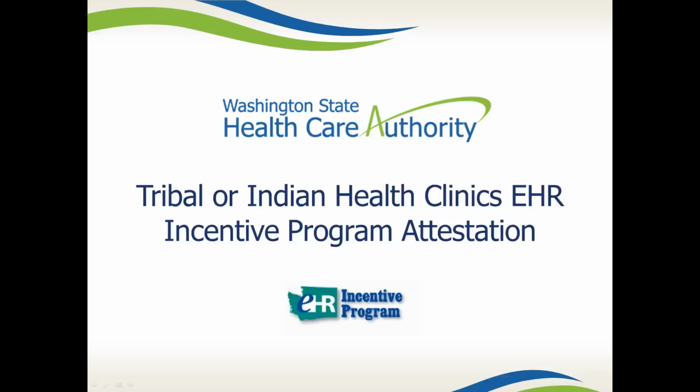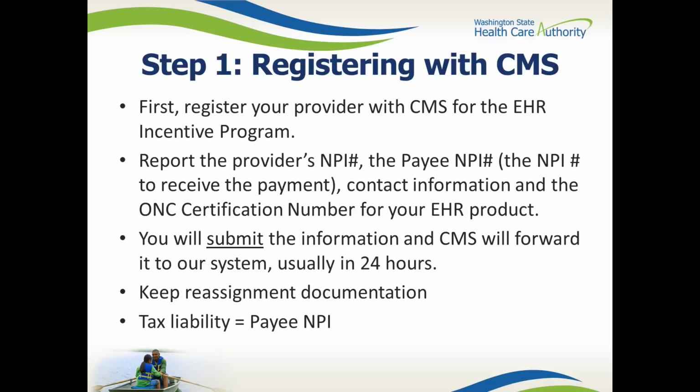This webinar is for tribal or Indian health clinics attesting for the EHR incentive program. It is a two-step process. The first step is registering your provider with CMS for the EHR incentive program. There you'll report the provider's MPI, the payee MPI, which is the MPI number to receive the payment, contact information, and your ONC certificate number of your EHR product. You'll submit the information and CMS will forward it to our system, usually within 24 hours.